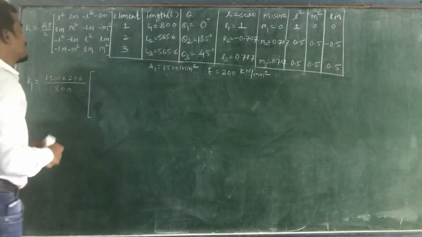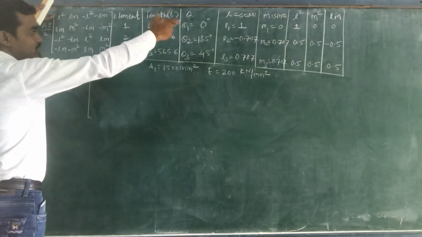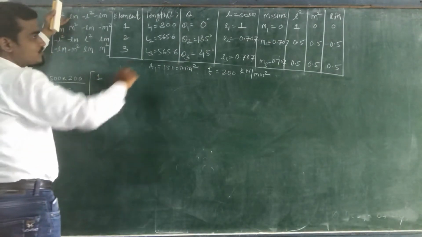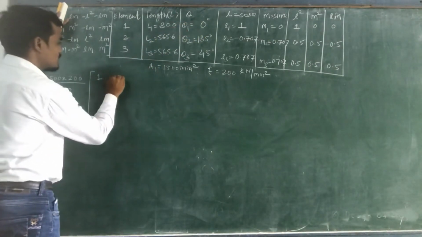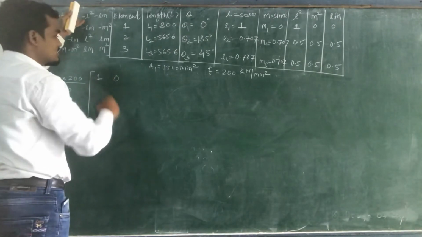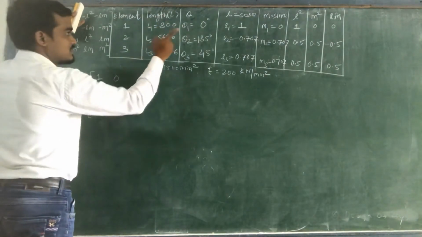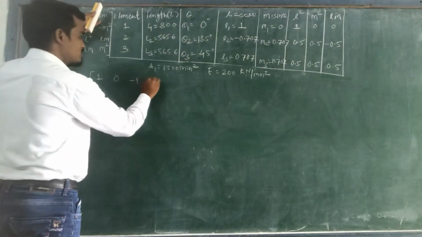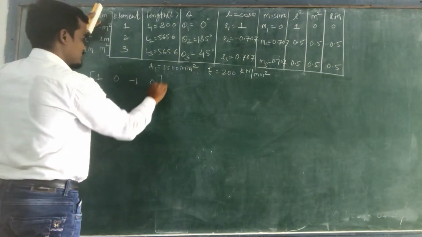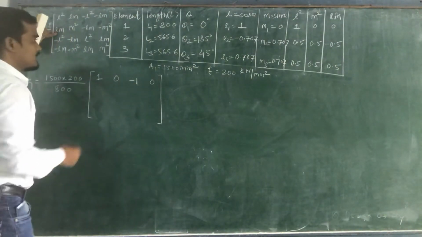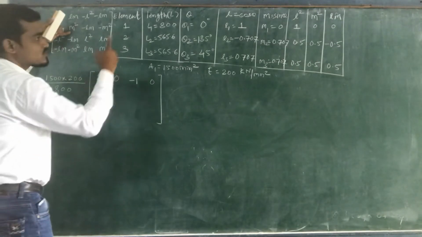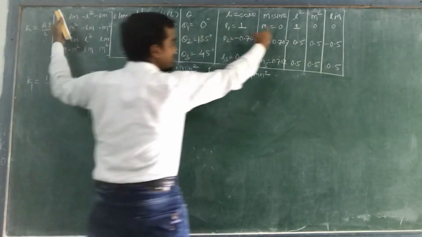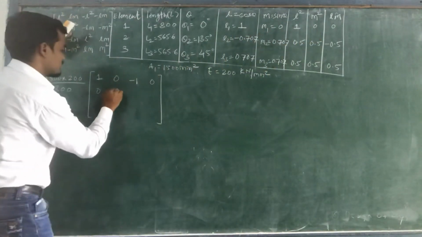Into, now L square is what? From this table L square is equal to 1. LM is what? From this table LM is equal to 0. Minus L square, L square is equal to 1, so minus 1. Minus LM, LM is equal to 0. Then next, LM is equal to 0. M square, what is M square for the first element? For the first element, M square is equal to 0.